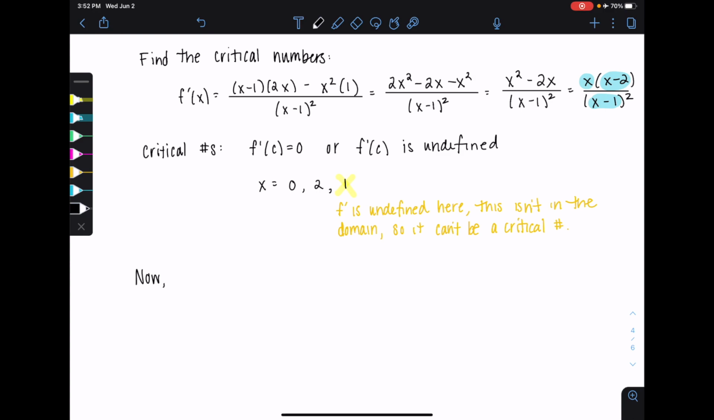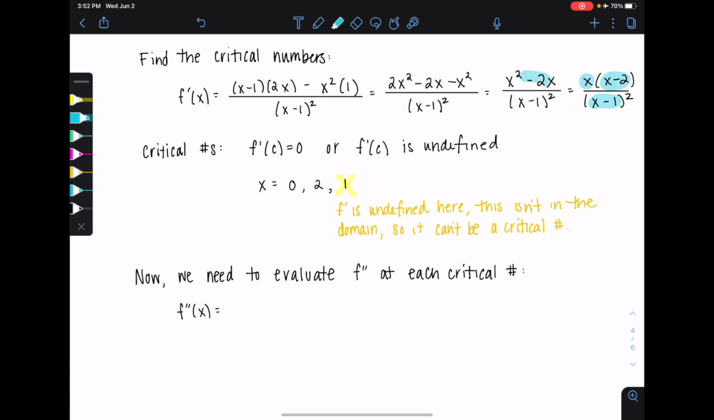So again, I've got to go ahead and find the second derivative. So now we need to evaluate the second derivative at each critical number. And that requires us finding the second derivative. And you can use either of these forms. This one's probably going to be a little bit easier to differentiate because if you go to take the derivative of the high in this form, you're going to have to use product rule, and that would be absolutely terrible.